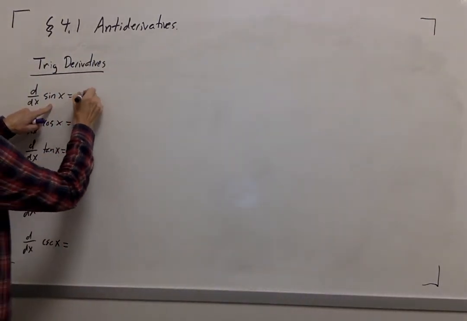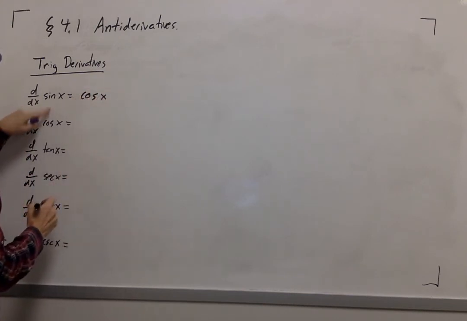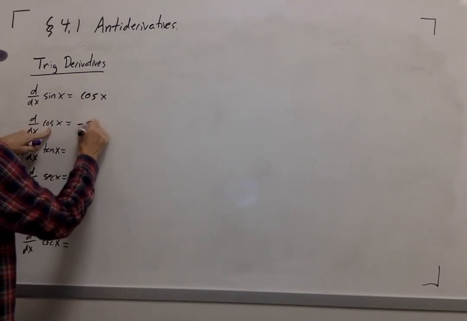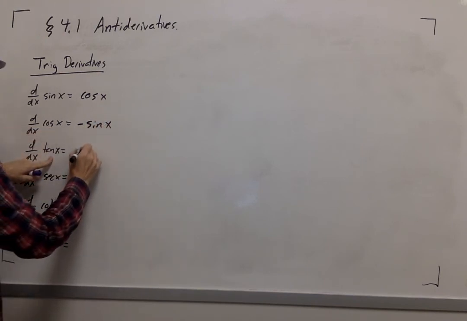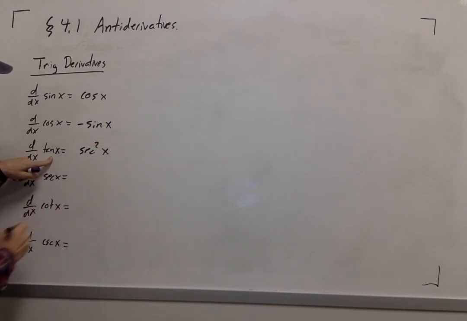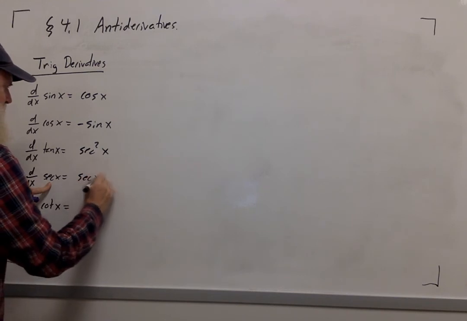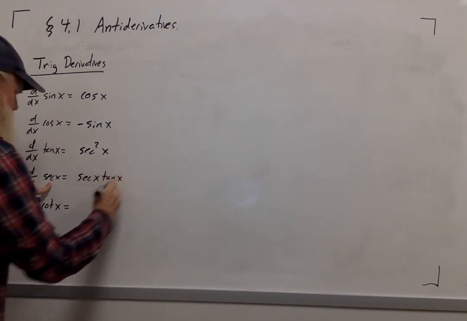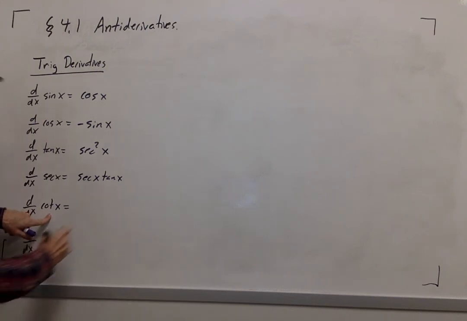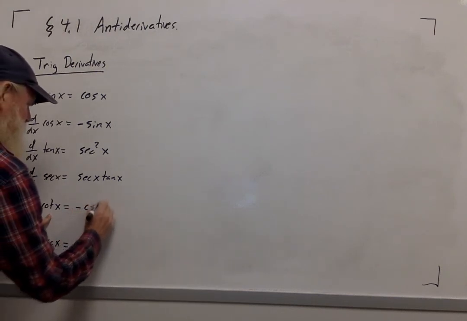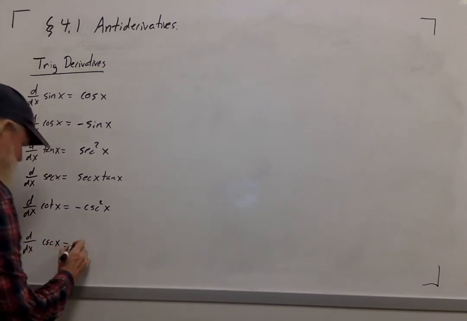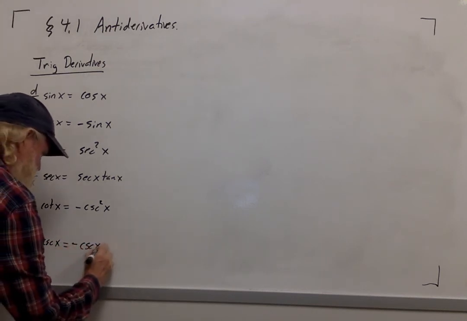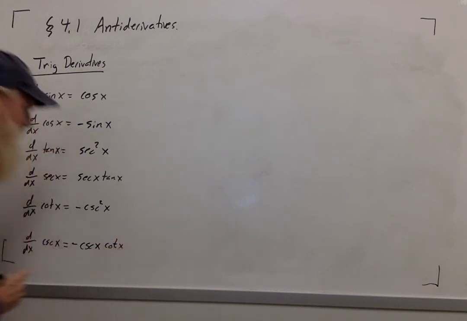The derivative of sine x is cosine x. The derivative of cosine x, negative sine x. The derivative of tangent x, secant squared x. The derivative of secant x is secant x tangent x. The derivative of cotangent x is negative cosecant squared x. And the derivative of cosecant x is negative cosecant x cotangent x.